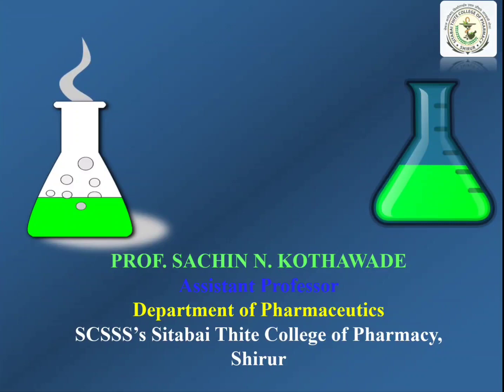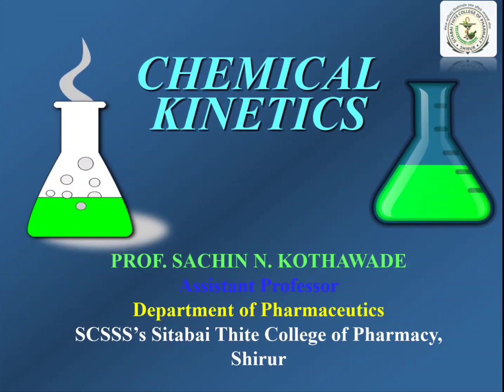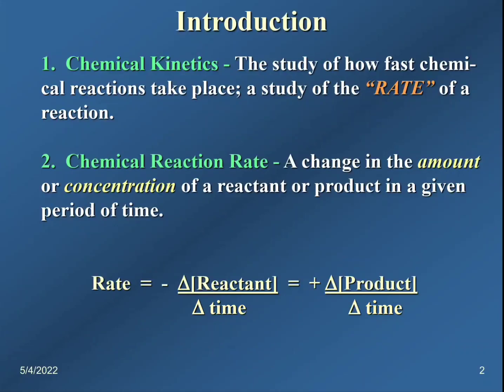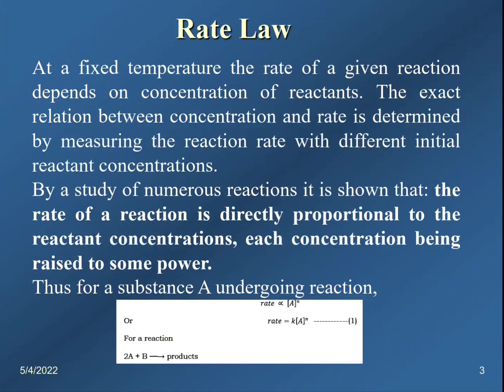Today we are going to see the topic chemical kinetics, which is important for second year students, semester 4, related to the subject Physical Pharmaceutics 2. Now what is chemical kinetics? Chemical kinetics is the study of the rate of the reaction, or how fast a chemical reaction takes place.